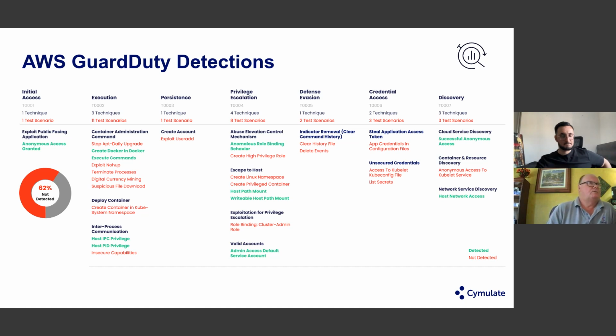Yeah, so once again, we see 62% not detected within the AWS GuardDuty security controls. That's kind of high to my mind. A lot of activity going undetected. We would want to be looking at that in terms of defending our Kubernetes environment, and how to increase that detection rate would be the goal.